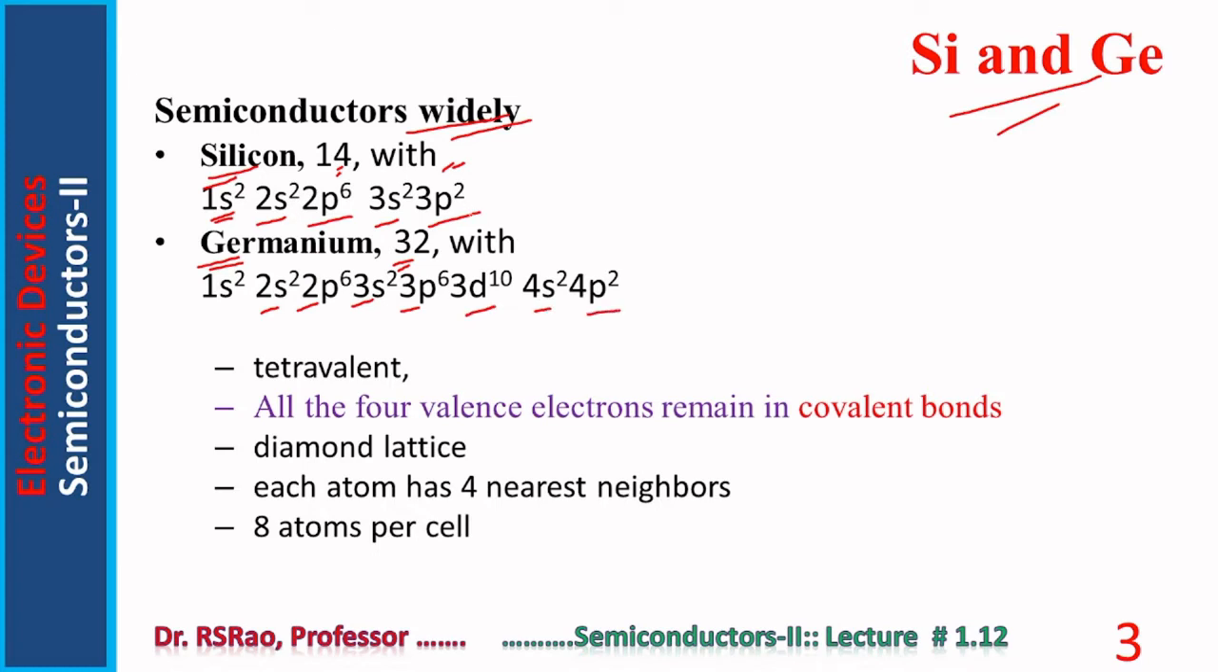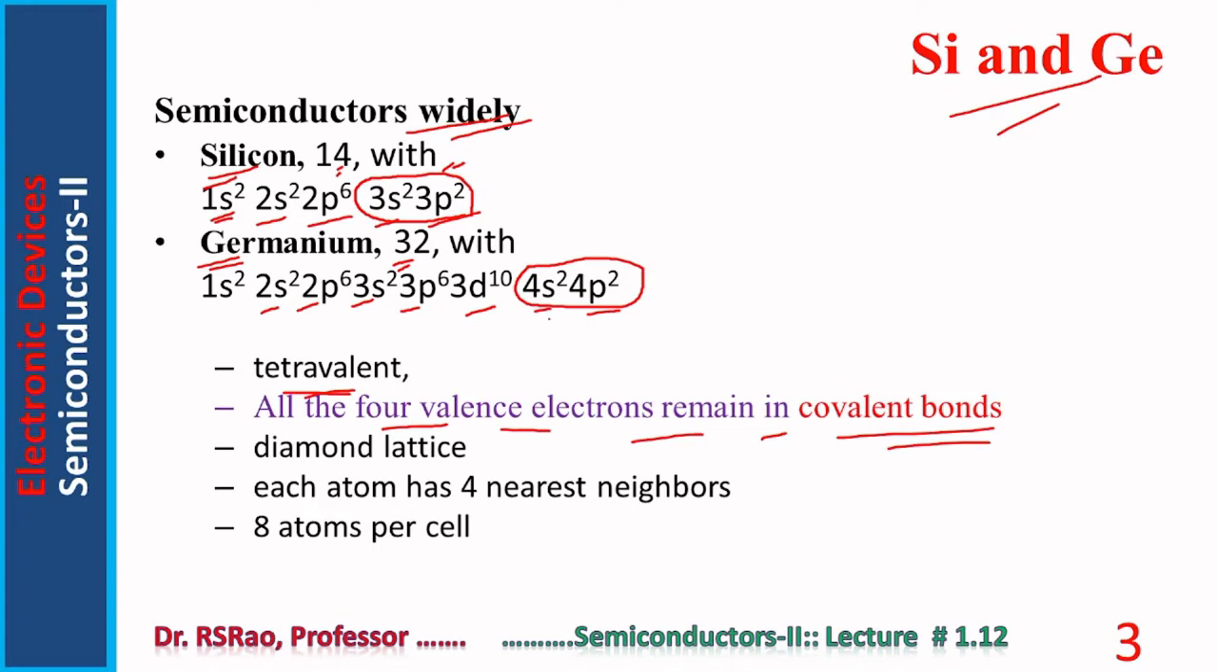Notice the electrons in the outer orbitals are the same. 3s2, 3p2. Here also 4s2, 4p2. 2 in s, 2 in p in both the semiconductors. So 4 electrons exist in the outer orbits. That's why they are called tetravalent. Tetra means 4. All the 4 valence electrons remain in covalent bonds.